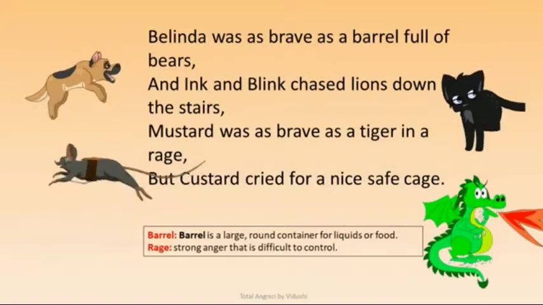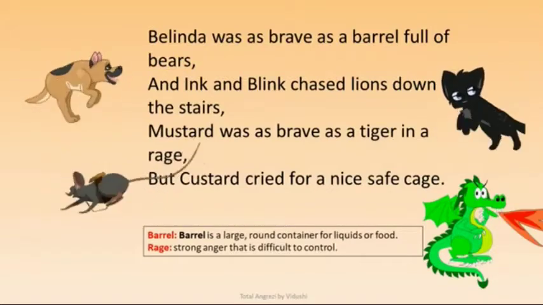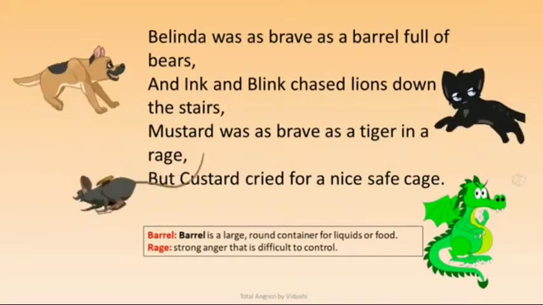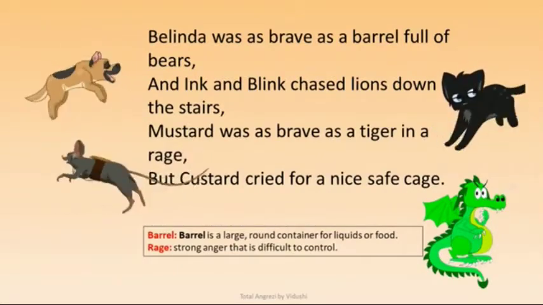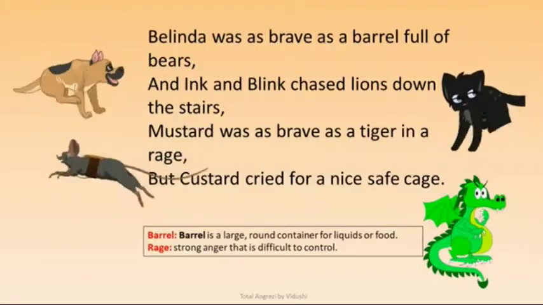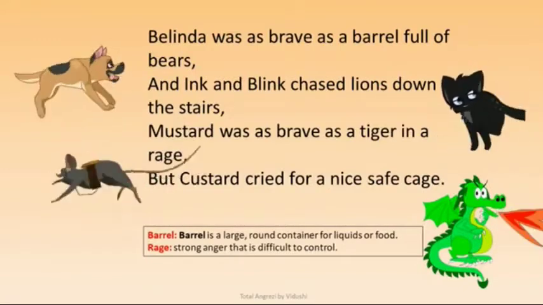Belinda was as brave as a barrel full of bears, and Ink and Blink chased lions down the stairs. Mustard as brave as a tiger in a rage, but Custard cried for a nice safe cage.